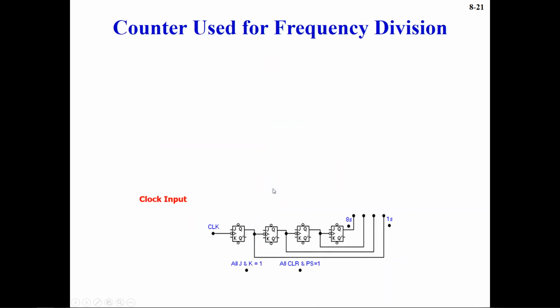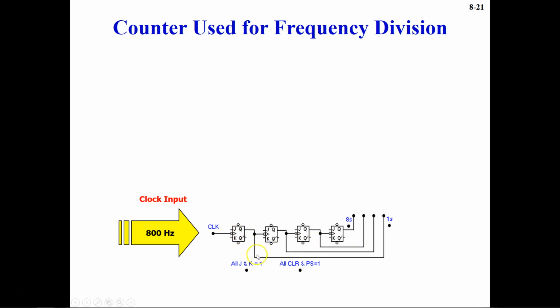Now let's first start with counter used for frequency division. So you see that this is our counter, a 4-bit up counter, and we have 800 hertz frequency going into this up counter, and this up counter is going to divide the frequency. This is a really interesting and common use of a counter for frequency division, and we are going to see how it's going to divide the frequency.